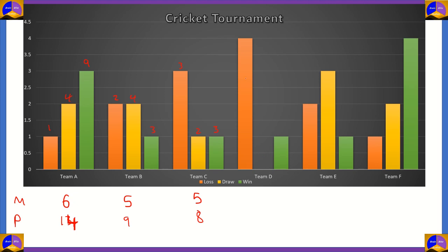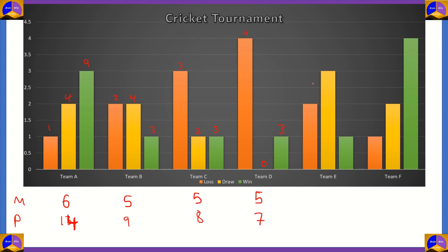Team D lost 4 matches, so 4 times 1 is 4. They drew 0 matches, so that's 0, and they won just a single match. So therefore, they'll also get 3 points from that match. So 4 plus 3, 7 will be the amount of points that Team D got from their 5 matches.